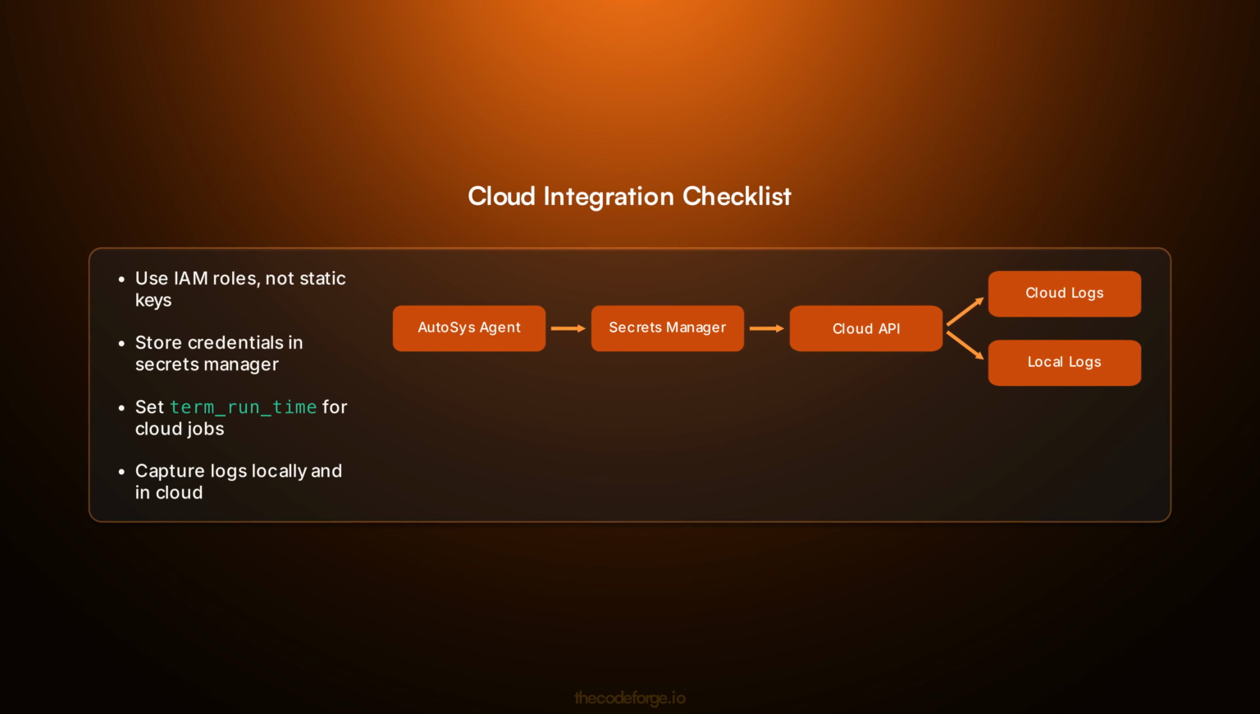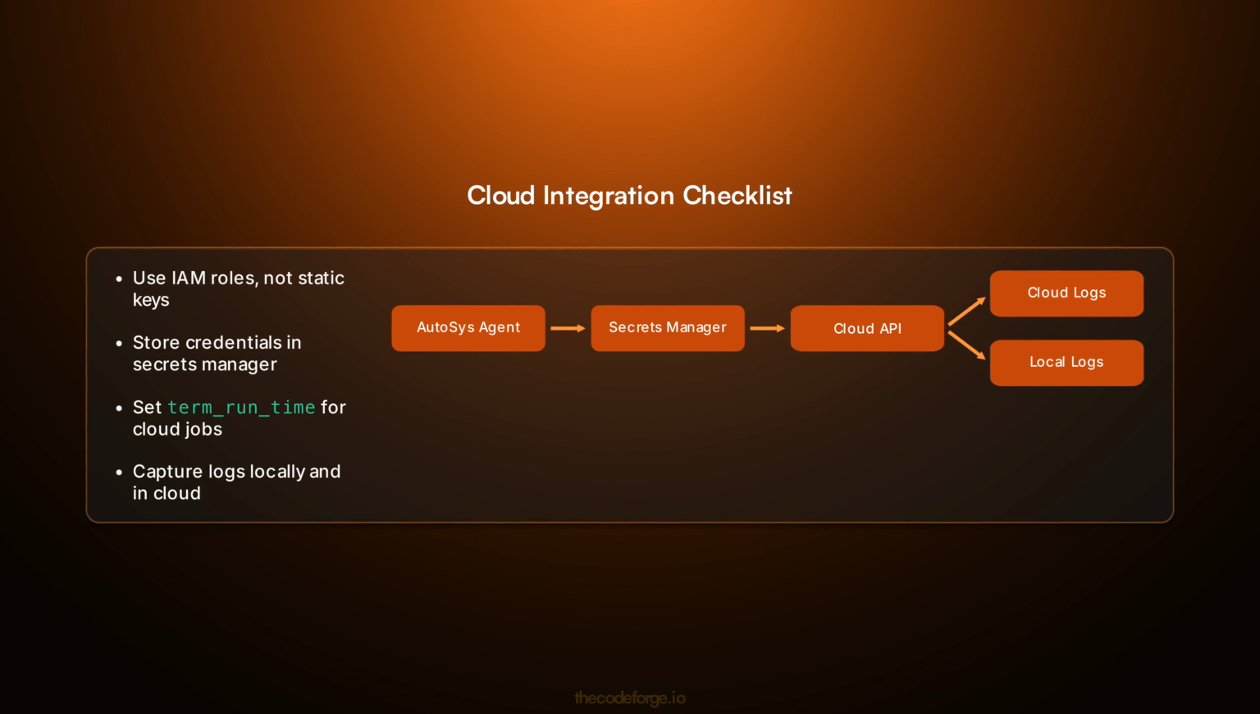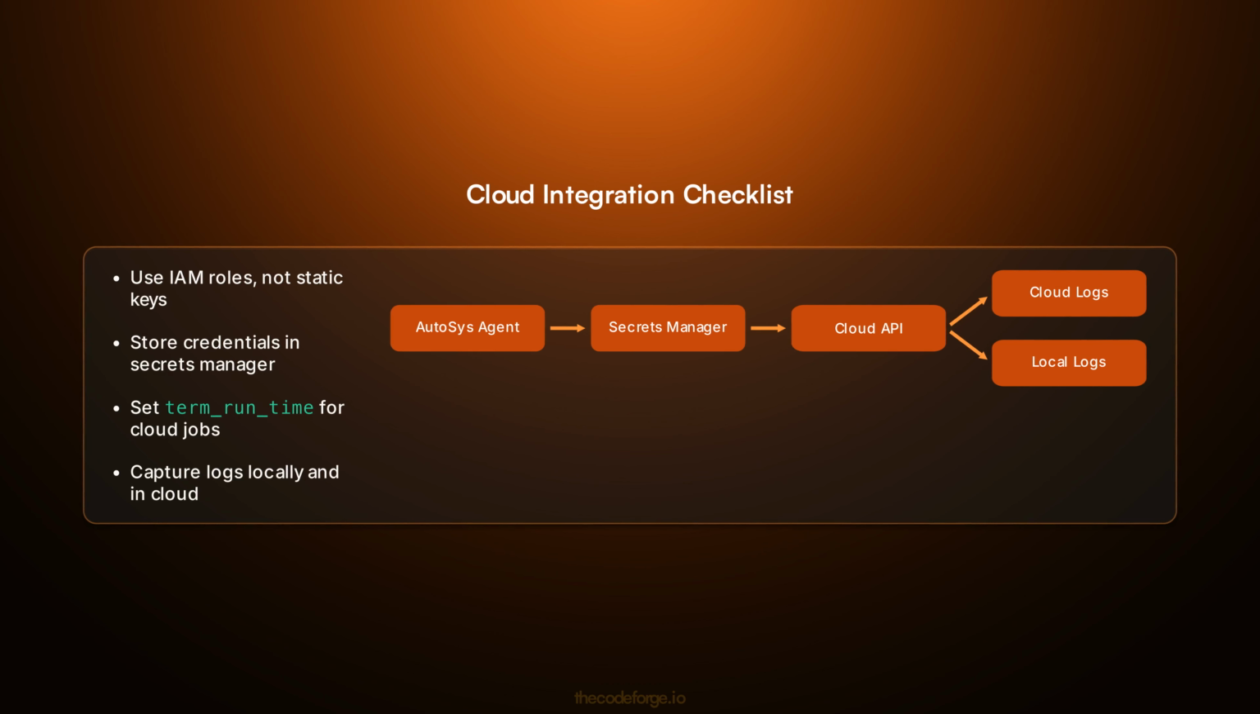Here's a practical checklist for cloud integration. The most overlooked item is credential rotation. Static Amazon Web Services keys are a ticking time bomb. Use identity and access management roles for Elastic Compute Cloud agents. For on-prem agents, use Amazon Web Services Systems Manager Parameter Store with automatic rotation.